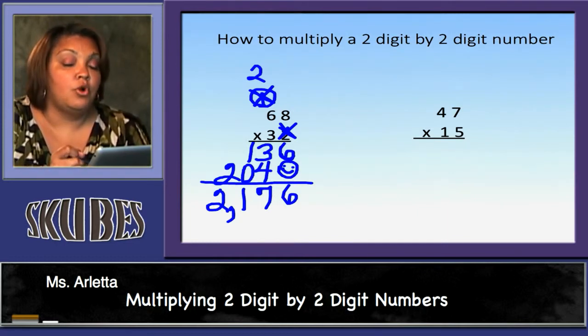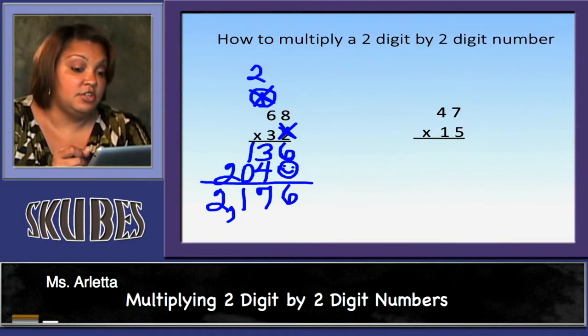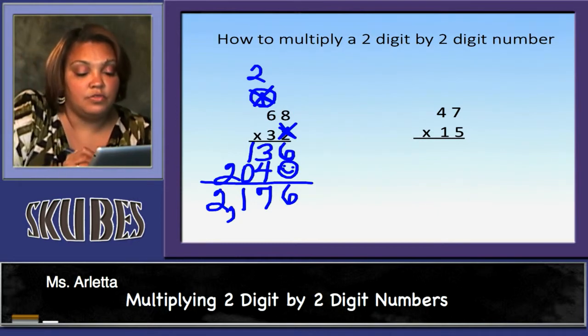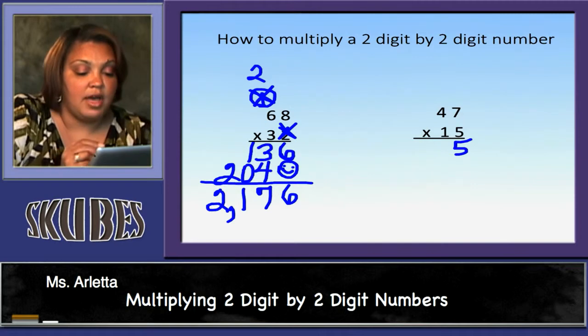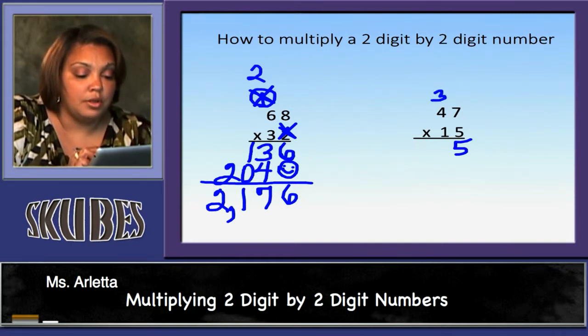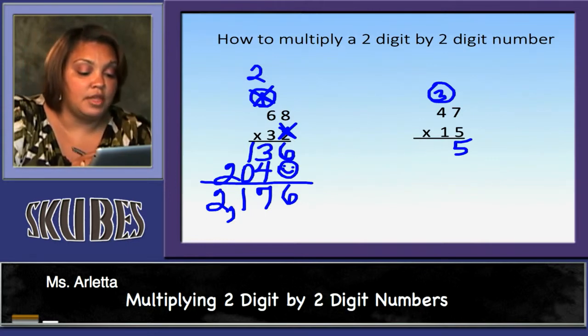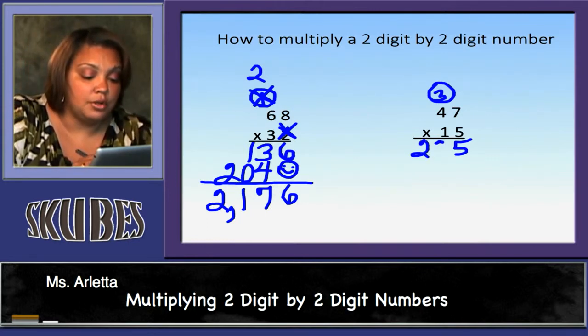Once again, we're going to start with the bottom multiplier and multiply it times the multiplicand, remembering that we always start in the ones place, multiplying the 5 times 7, 5 times 4, then we go to the tens digit, multiply 1 times 7 and 1 times 4. 5 times 7 is 35, so I'll write my 5 and carry my 3. 5 times 4 is 20, plus that 3 makes 23.